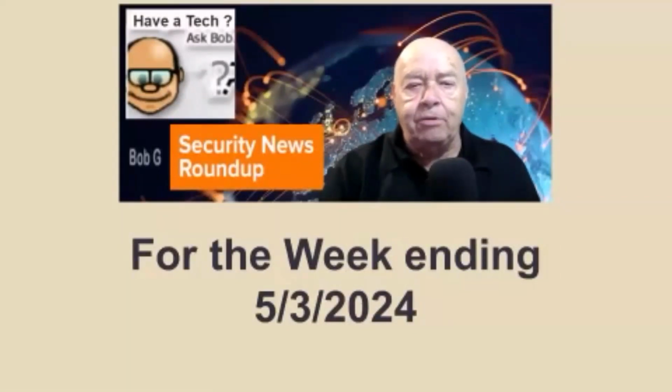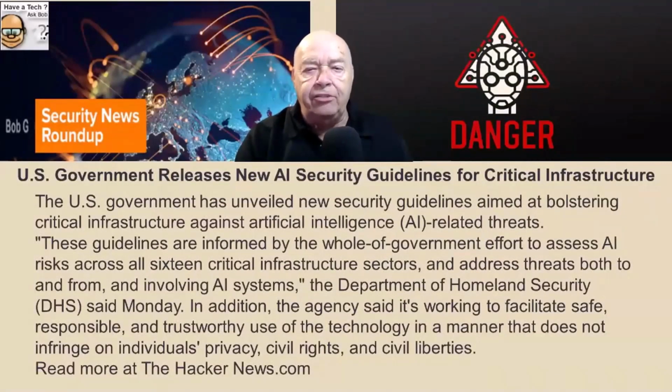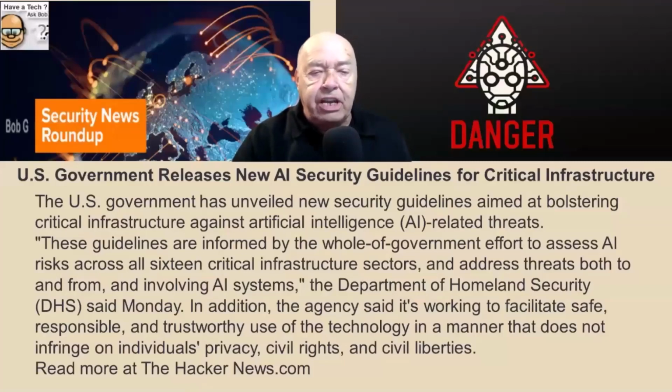Here is my weekly Security News Roundup for the week ending May 3rd, 2024. U.S. government releases new AI security guidelines for critical infrastructure. The U.S. government has unveiled new security guidelines aimed at bolstering critical infrastructure against artificial intelligence-related threats. These guidelines are informed by the whole of government effort to assess AI risks across all 16 critical infrastructure sectors and address threats both to and from an evolving AI system, the Department of Homeland Security said Monday. In addition, the agency said it's working to facilitate safe, responsible, and trustworthy use of the technology in a manner that does not infringe on individuals' privacy, rights, civil rights, and civil liberties. Read more at thehackernews.com.